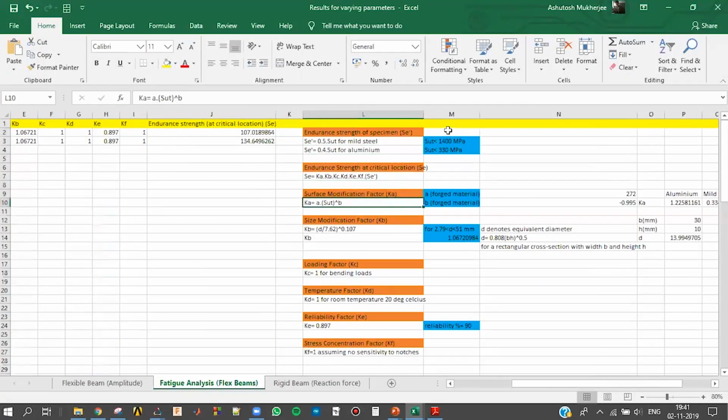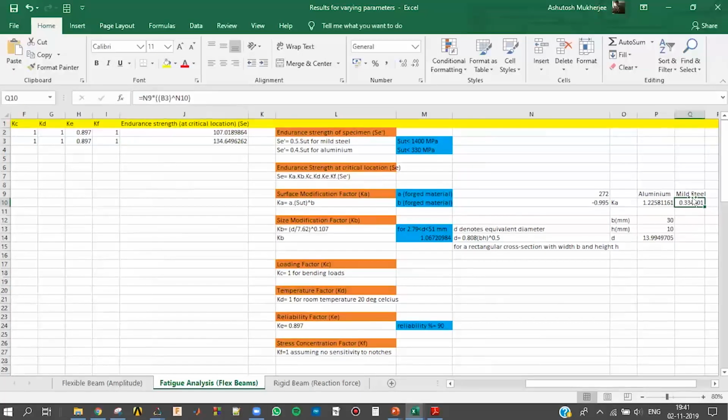Coming to the surface modification factor first. The surface modification factor is given by this formula, where A and B are parameters, and SUT is the ultimate tensile strength. Assuming that the aluminum beam and the mild steel beam have been forged, the values of A and B are pre-existing experimental values, and using these values, I can calculate the value of Ka for both aluminum and mild steel. For aluminum, it's about 1.23, and for mild steel, it's about 3.34. And for the size modification factor, we have this formula.